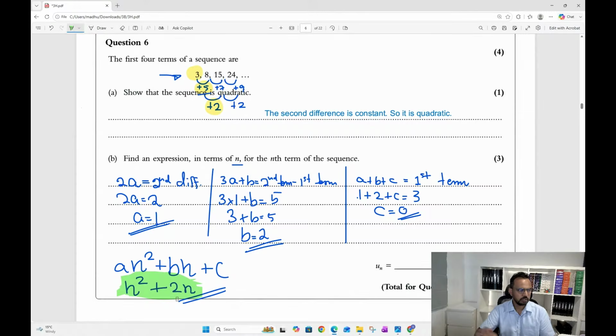So really good. If you want to find the fourth value, just substitute 4 here. 4 squared is 16. 2 times 4 is 8. 16 add 8 is 24. And you see beautifully, you get 24. Well done if you got n squared plus 2n.